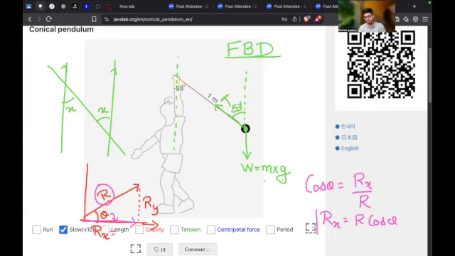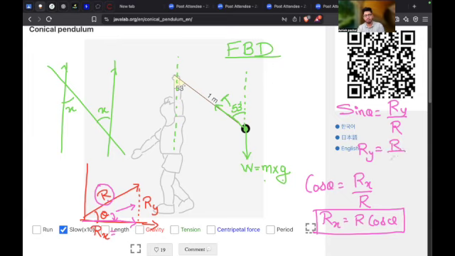This is the R cos theta component. In the same way, to find the Ry, this is the opposite side, so I'm going to use sine theta. Sine theta is Ry by R, the hypotenuse. So Ry, the side that is opposite, comes out to be R sine theta. So R cos theta and R sine theta. This is the vertical component. This is the whole splitting of the component.